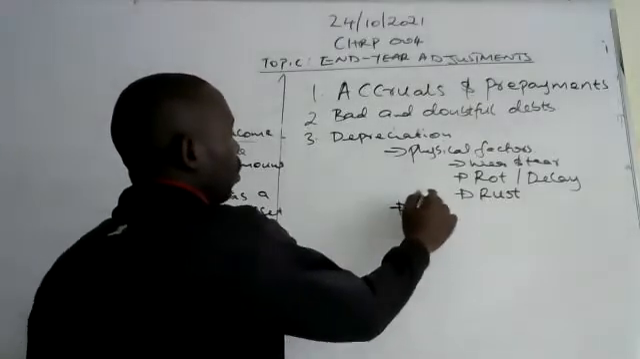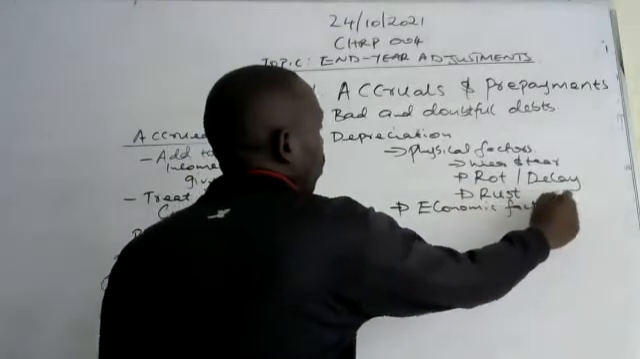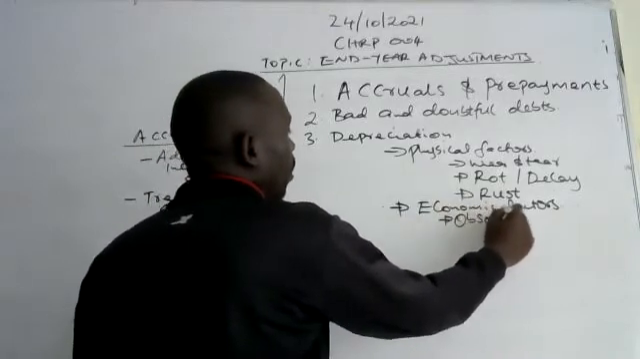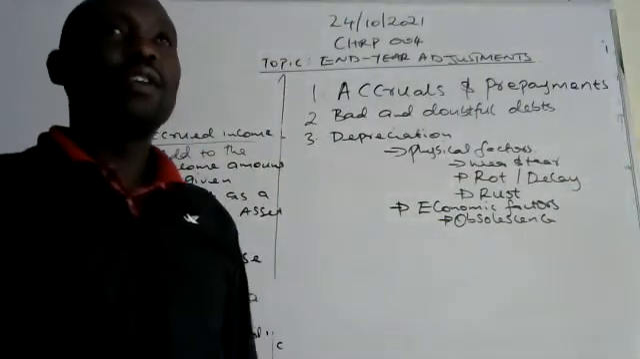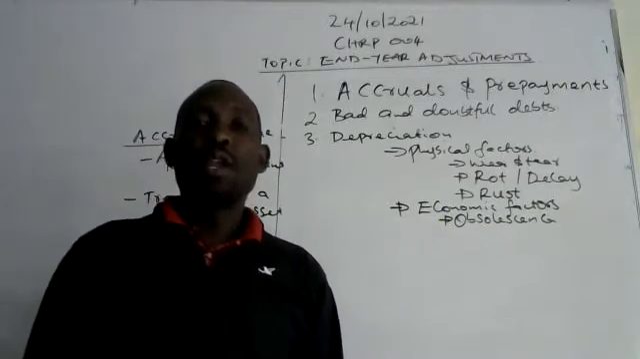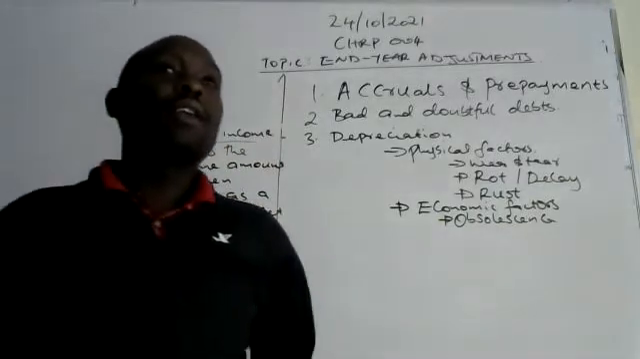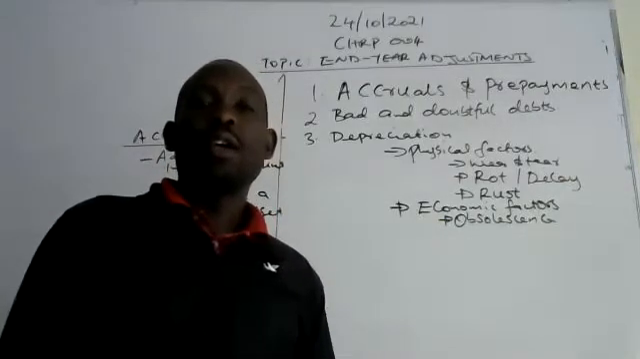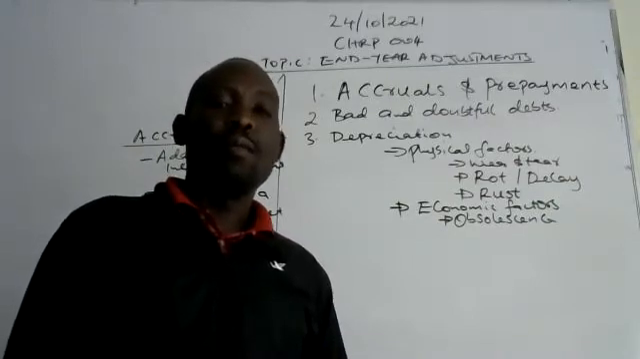Then we have the factors we call economic factors. Economic factors, we have things like obsolescence. Obsolescence is when the asset becomes outdated. It becomes out of fashion. When new models come into the market, if you had the old version, the value of that asset will reduce a lot because nobody wants or wishes to buy that. Even if you want to sell it, its value is going to be very minimal as a result of that.